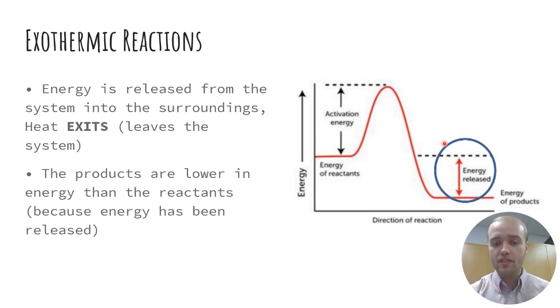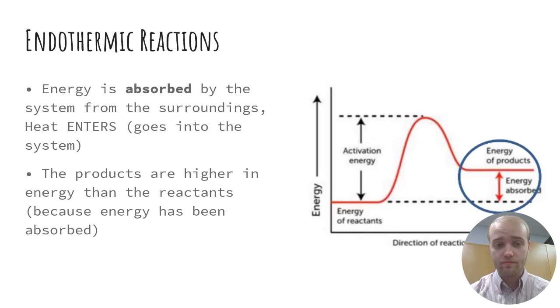And if energy is being released from a system, that means in our context, in thermodynamics, heat is exiting the system. Heat is leaving the system, meaning it is exothermic. It is leaving the system. The products then are lower in energy than the reactants.